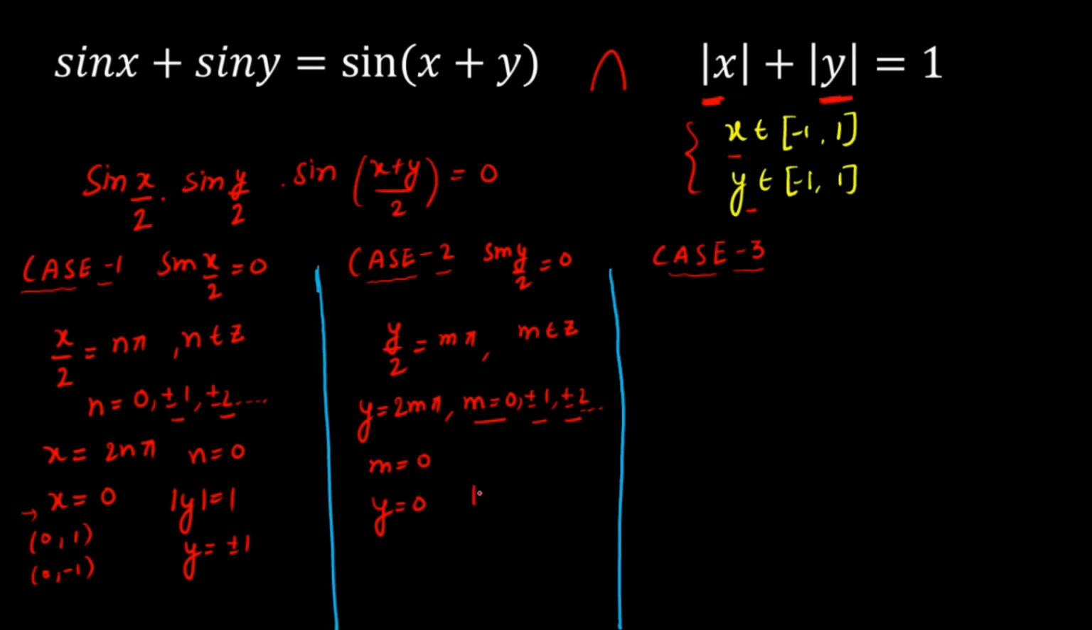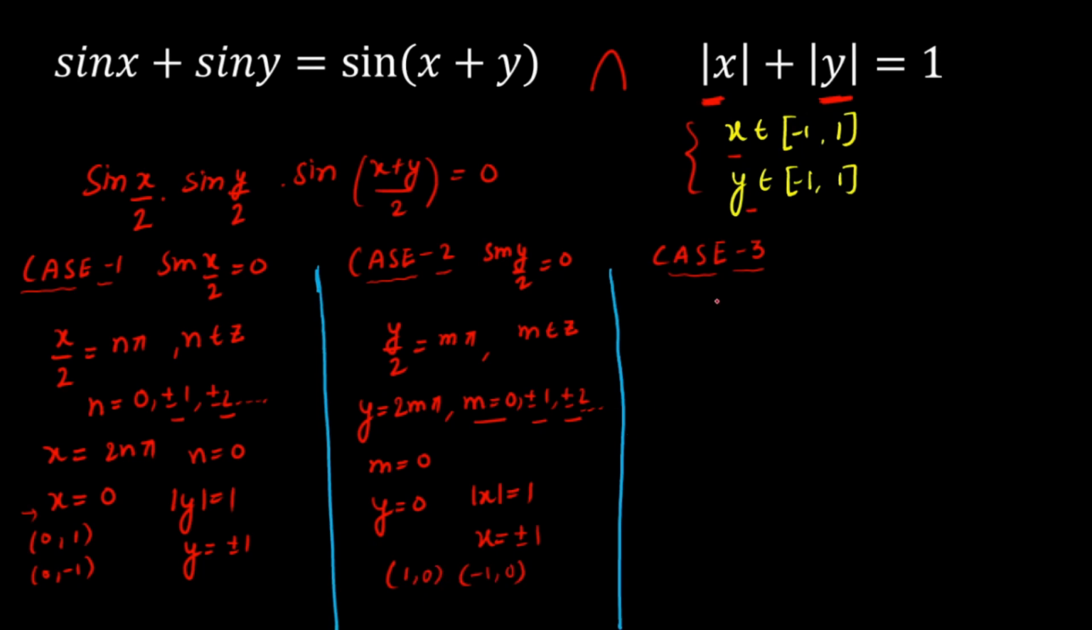We'll get mod of x is 1. If mod of x is equal to 1, then x is equal to plus or minus 1. Now from here again we got two nice ordered pairs, that is 1 comma 0 and one more, that is minus 1 comma 0. Now from this case 2 we got two solutions.